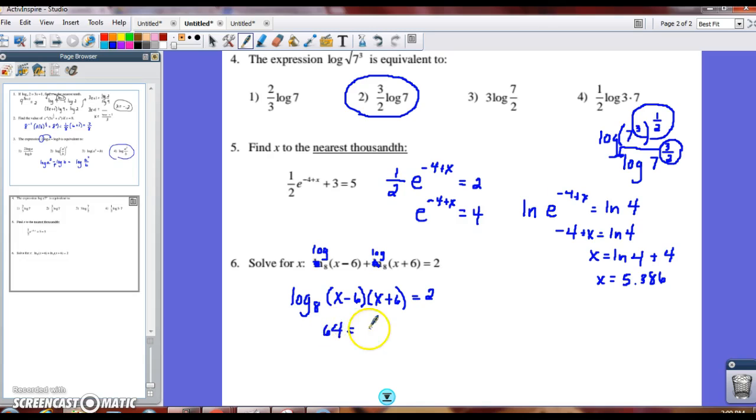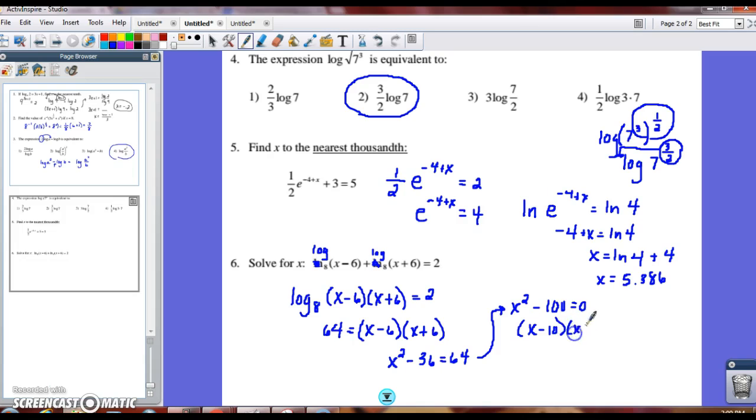So 64 is equal to x minus 6 times x plus 6. If I were to multiply those together, that gives me x squared minus 36 is 64, which is the same as saying x squared minus 100 is equal to 0. X minus 10, x plus 10. So you get x equals 10 and x equals negative 10 as your two solutions.